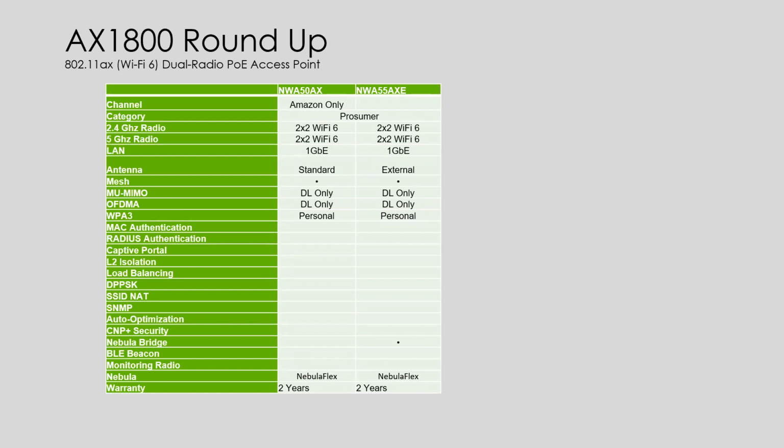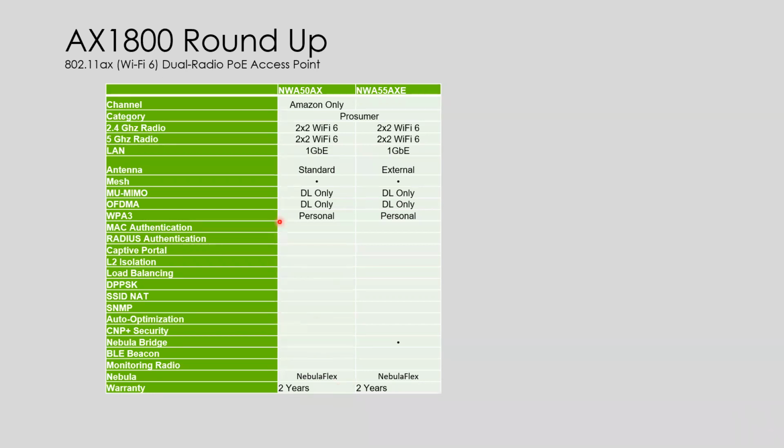So we've got two models, an NWA 50AX and an NWA 55AXE. One is indoors, the AXE is an outdoor product. Otherwise, they're basically the same. The NWA 50AX is an Amazon exclusive. We do not sell them through distribution. The NWA 55AXE is available through distribution if you are interested in them.